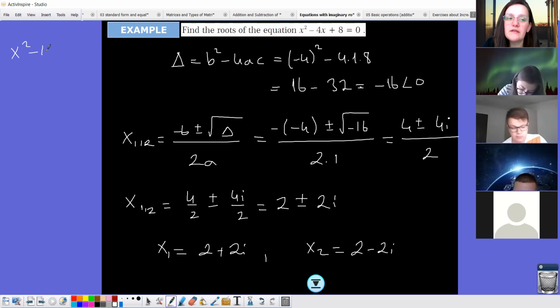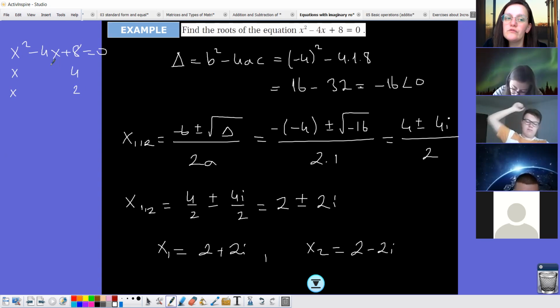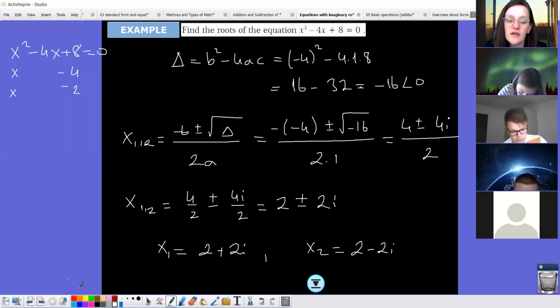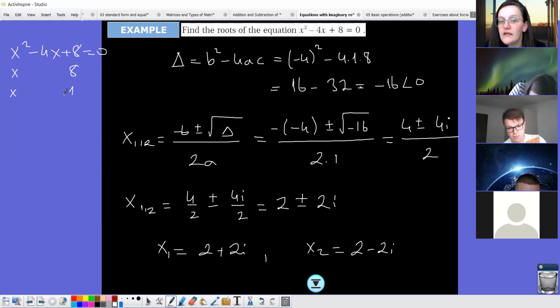x squared minus 4x plus 8 is equal to 0. Can you do x, and how will you factorize this one? 4 and 2, you will have minus 6. Both of them, if you do minus, you have plus. Or you have 8 and 1, so you'll have 9.